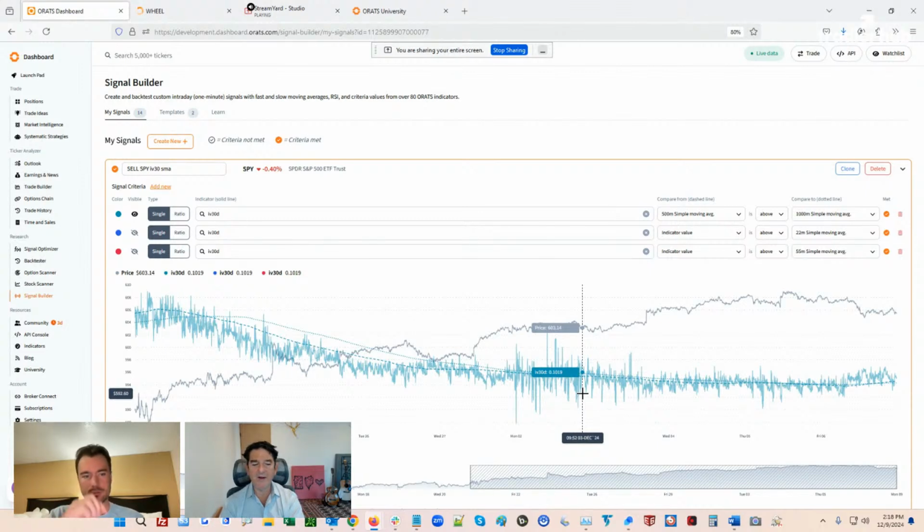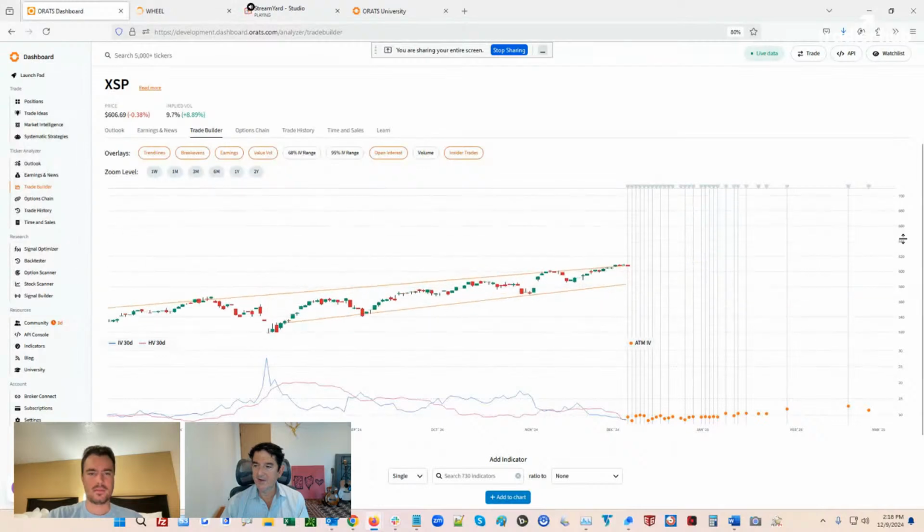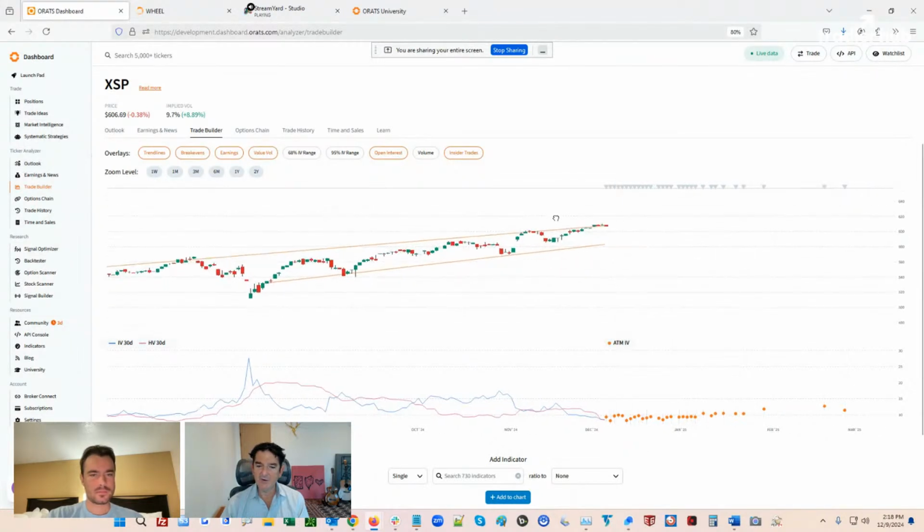So again, you could find something that not a lot of other people are using, Tyler. Yeah, that's a good point, and definitely where the future of trading is going. In more automated ways, more efficient ways to use all these indicators and data. Right. And then you mentioned the trade builder too.